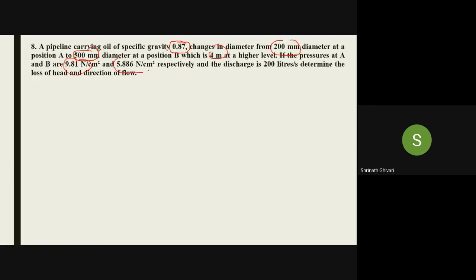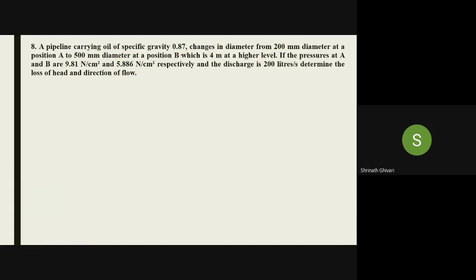1 bar equals 10 raised to 5 Newton per meter square, or 10 raised to 5 Pascal. They may give it in terms of bar. They may change 200 liters per second to 400 liters per second. It's like this, they will be changing the problems, so you have to be careful while solving them.